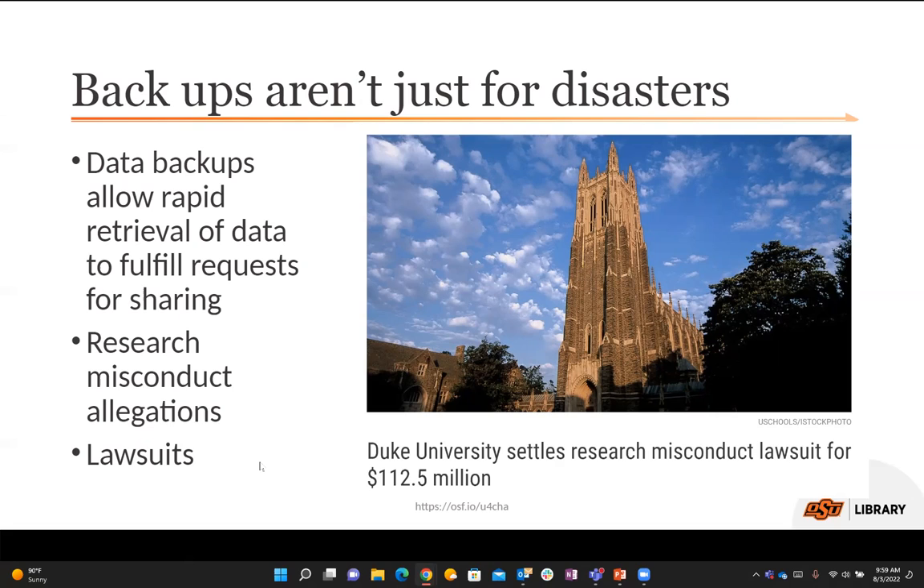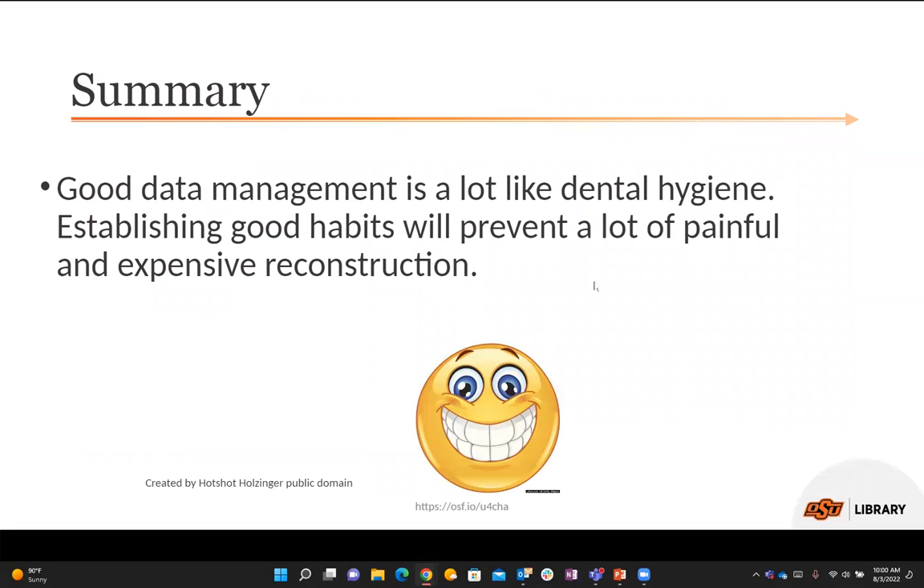There are other reasons besides disasters. None of these are fun, but once in a while it's because somebody wants the data quickly, and for one reason or another, you need to be able to access it someplace, you're off campus or something. There's also the stuff like research misconduct allegations and lawsuits where you need to prove the validity of your data. And so being able to access it quickly, or if you've left OSU, this is one way to make it easier.